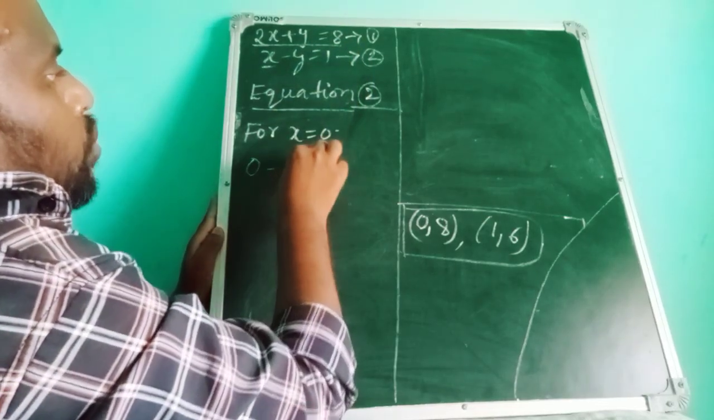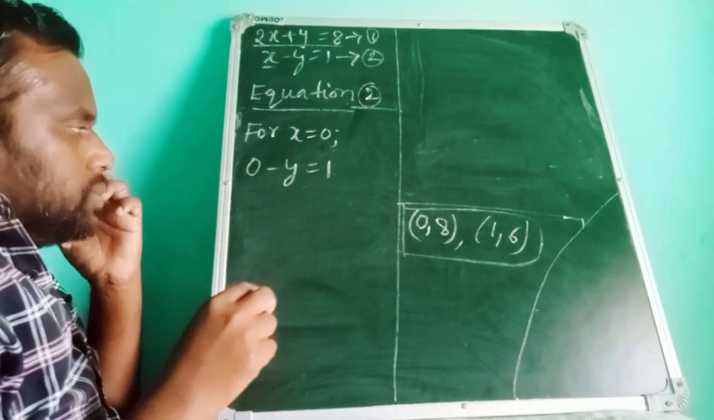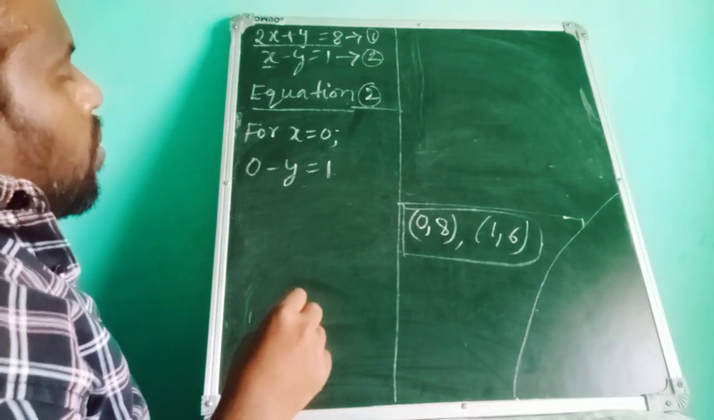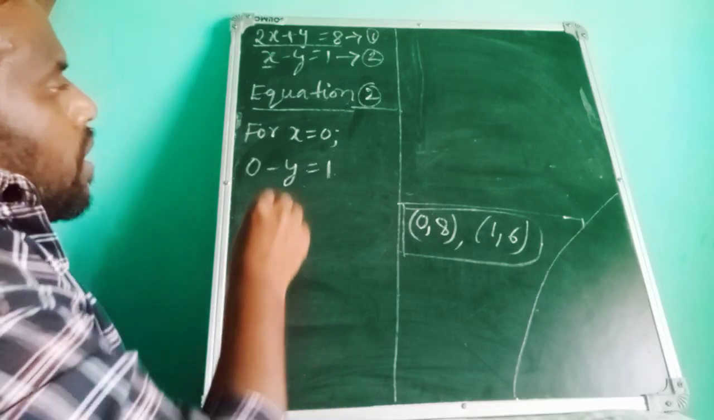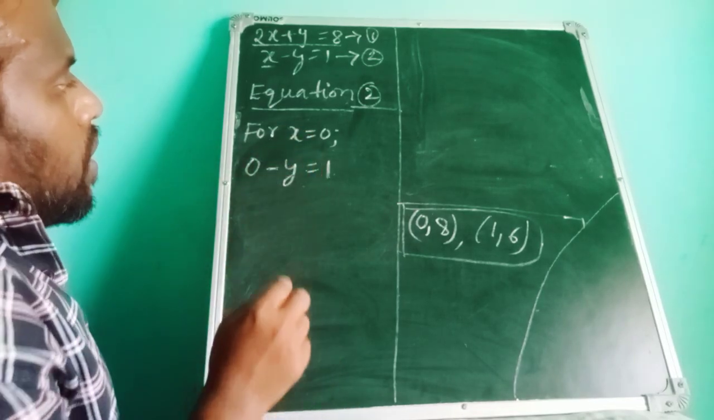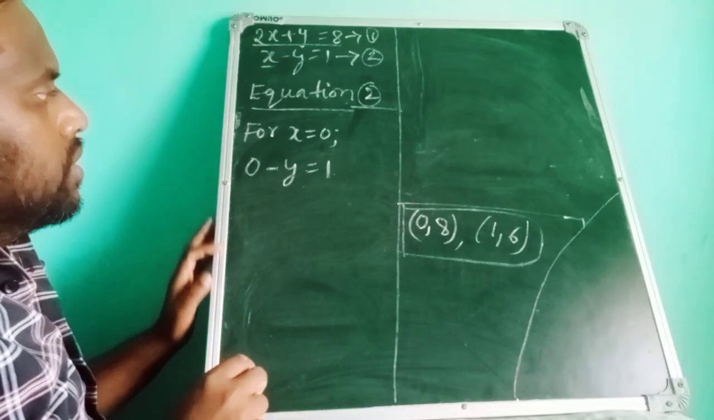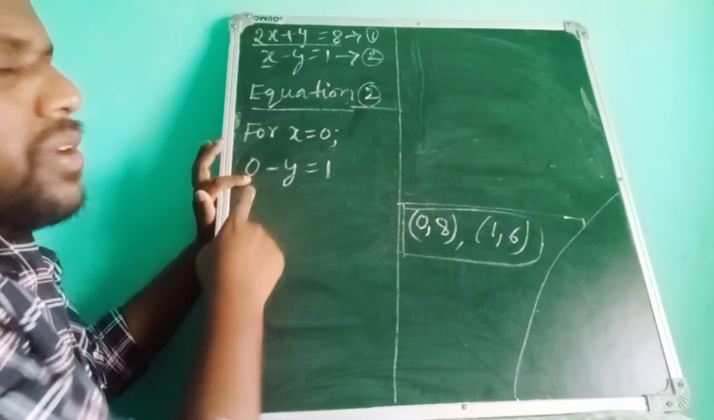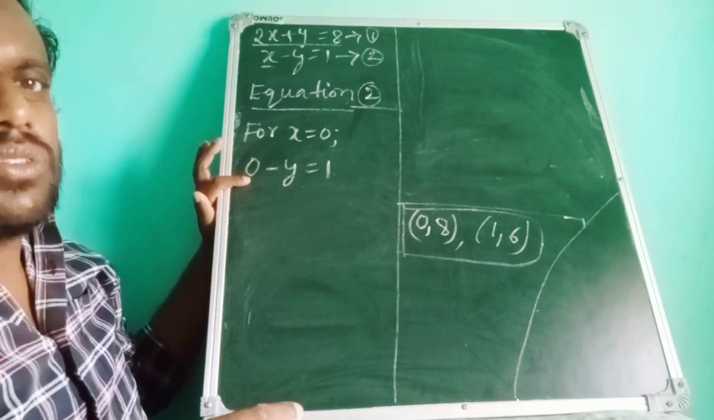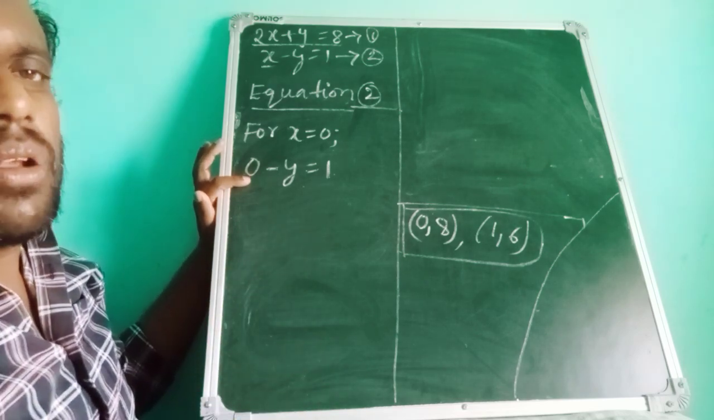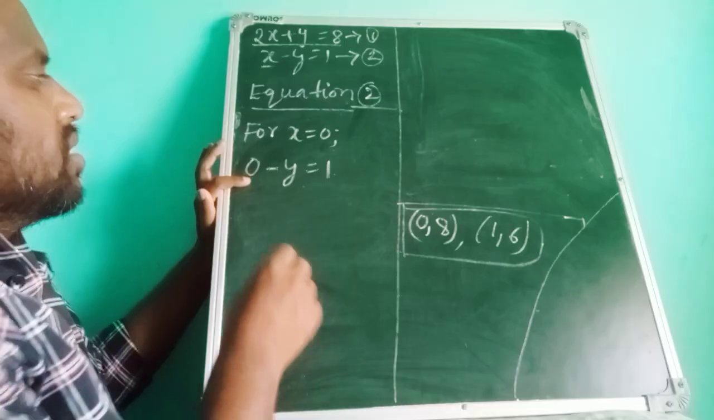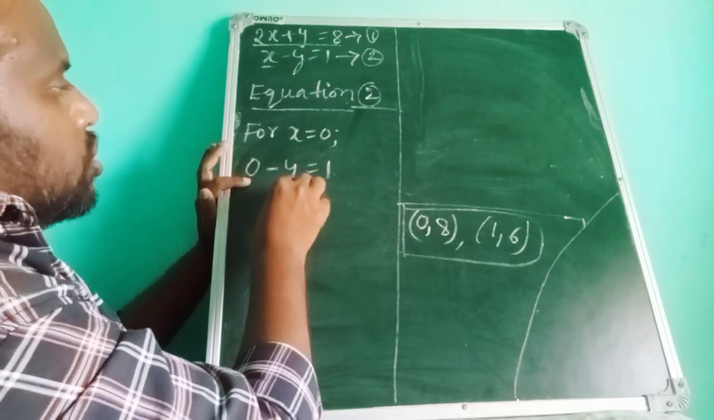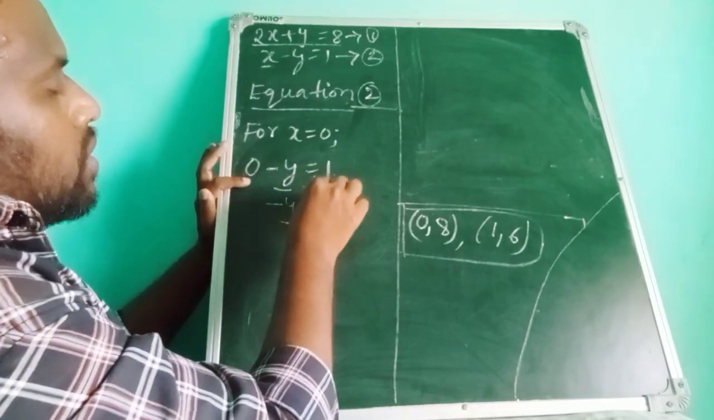So minus y is equal to 1. Okay. In the next step, 0 means nothing, so in the next step I won't write 0. If you don't write it also, no problem, because 0 means nothing. So I will just write minus y is equal to 1.